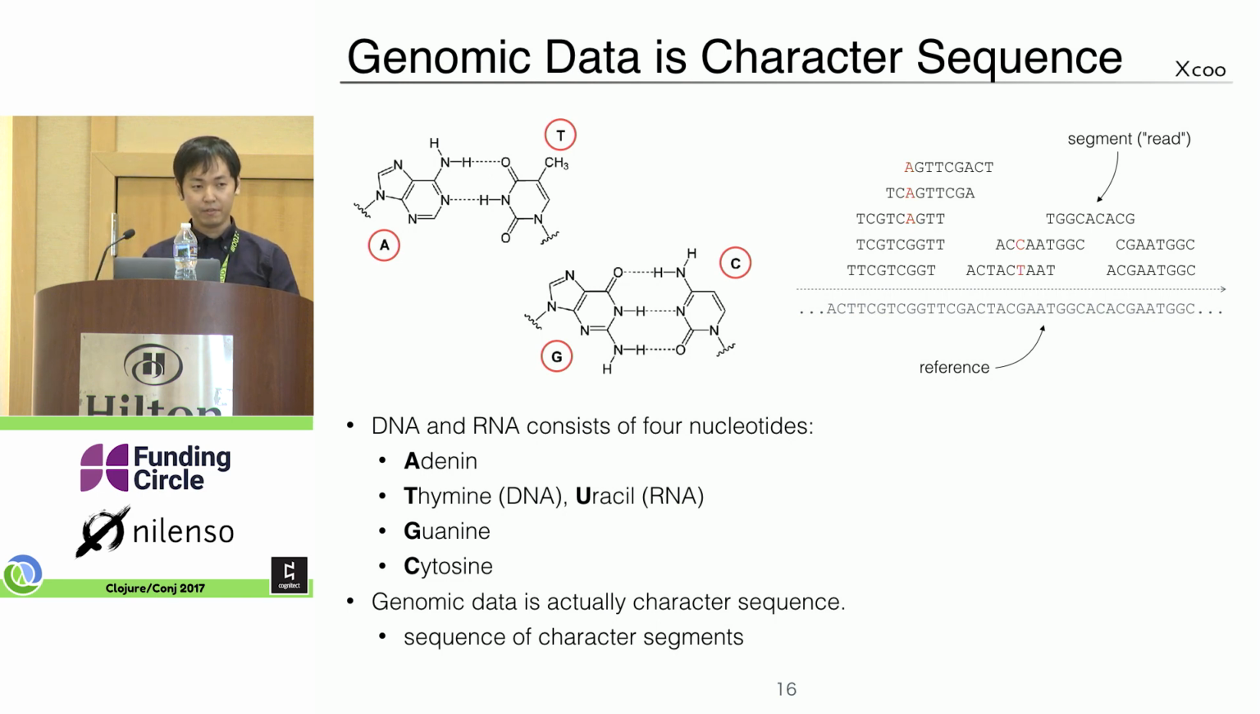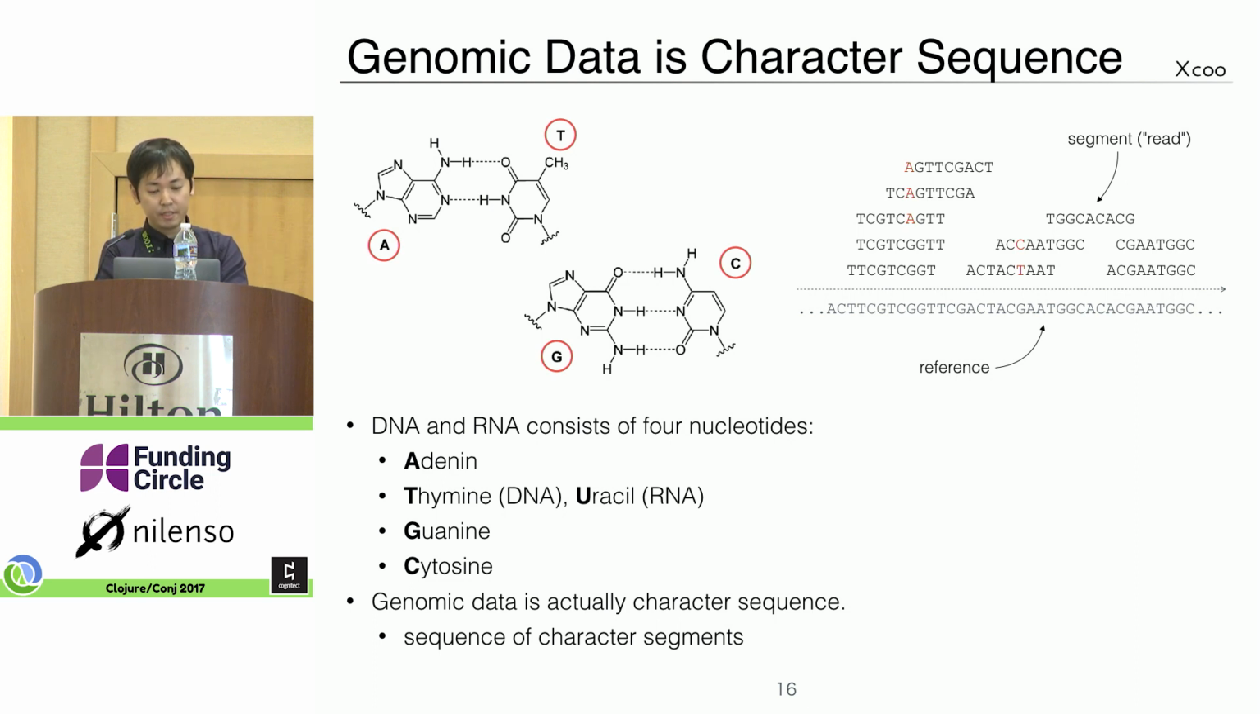As many of you know, DNA and RNA consist of 4 nucleotides, A, T, G, C: adenine and thymine for DNA, uracil for RNA, and guanine and cytosine. So genome data is a character sequence including such ATGC letters. To be accurate, it is a sequence including a lot of segments of ATGC sequence, like the right figure.